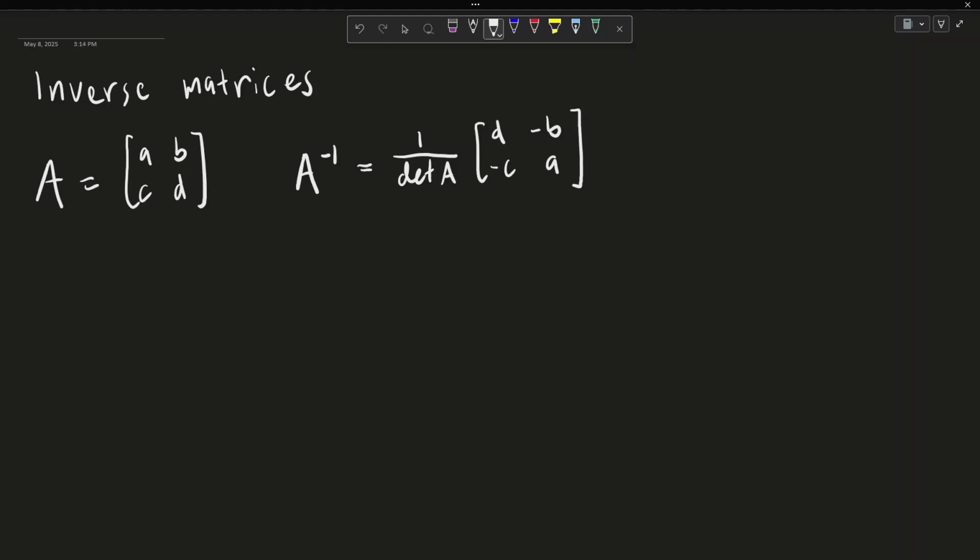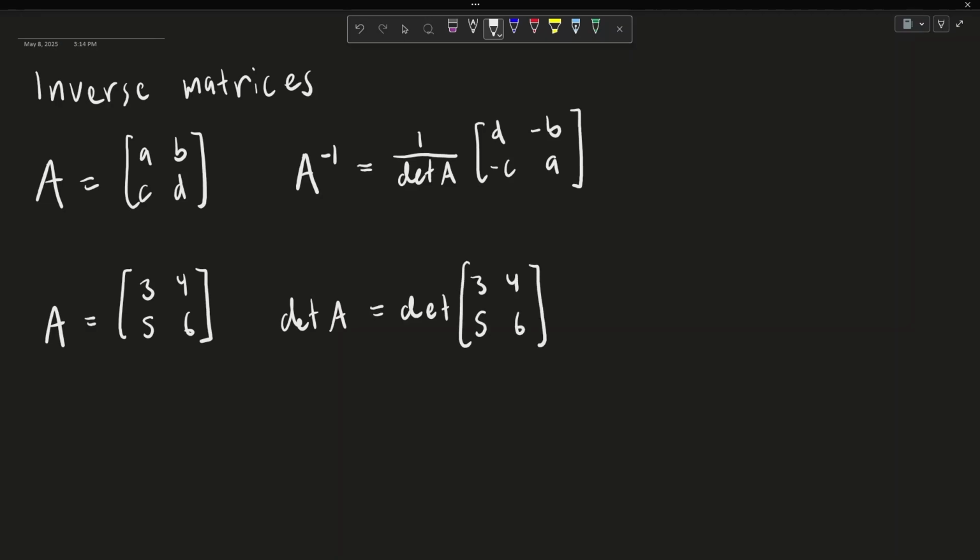So let's show an example. Firstly, we need to find the determinant of A. And if you're unfamiliar with how to find the determinant of A, feel free to refer to the determinant video in this linear algebra series, which is available in the playlist link in the description or in the card. So let's say our matrix A is equal to 3, 4, 5, 6. If we take the determinant of A, which is equal to the determinant of 3, 4, 5, 6, we find that the determinant is equal to 3 times 6 minus 4 times 5, which gives us 18 minus 20, which is equal to negative 2.